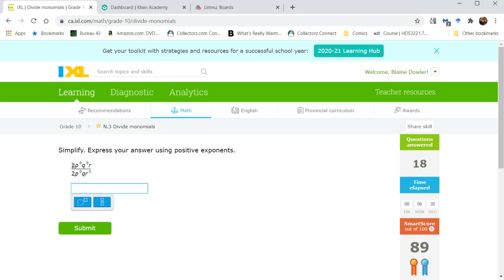Now here our 2's cancel. Our p's are both to the 0, so that's the same as a 1. But our q's and our r's are outnumbered in the denominator relative to the numerator, so they're mostly in the denominator. Q to the 0 over q becomes just a q. R over r cubed becomes an r squared in the denominator.